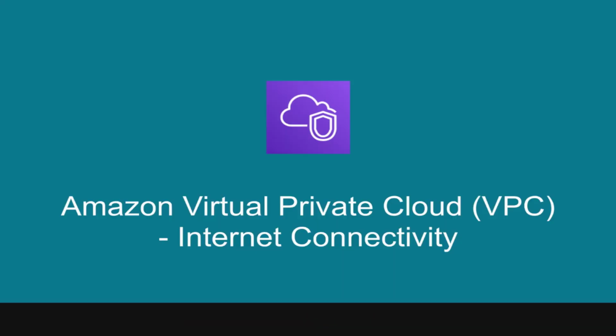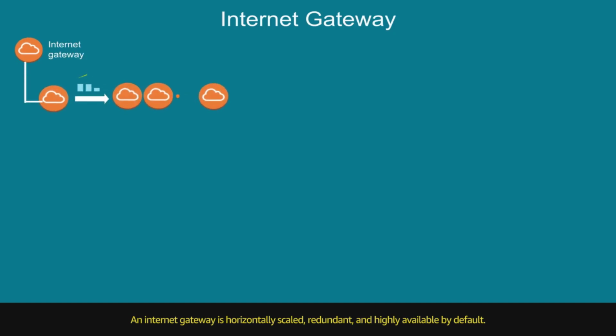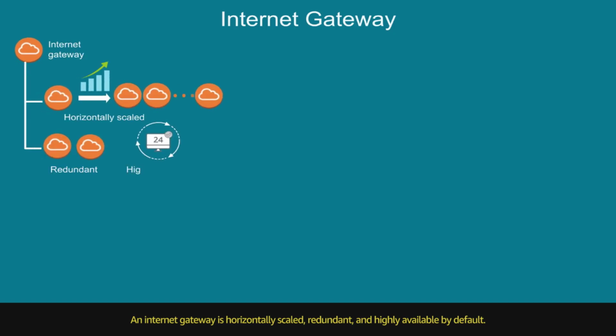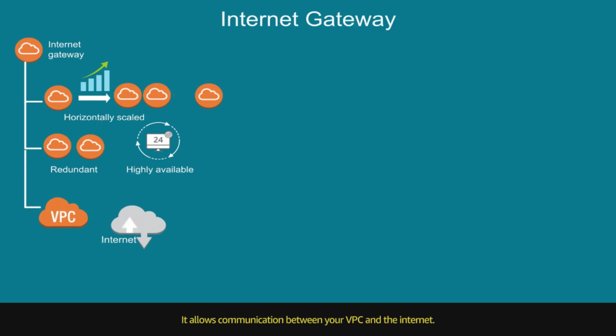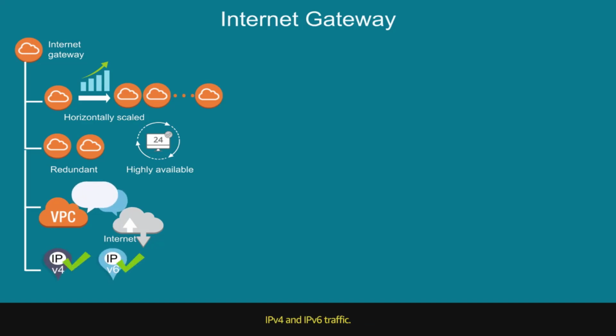Internet connectivity. An internet gateway is horizontally scaled, redundant, and highly available by default. It allows communication between your VPC and the internet. Internet gateway supports both IPv4 and IPv6 traffic.